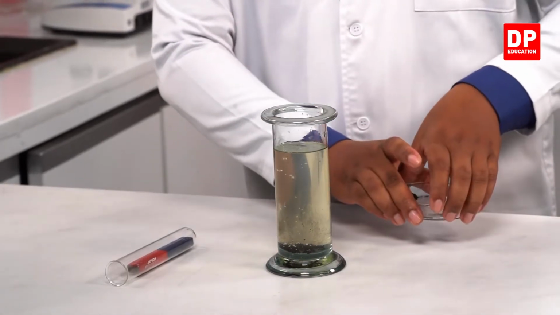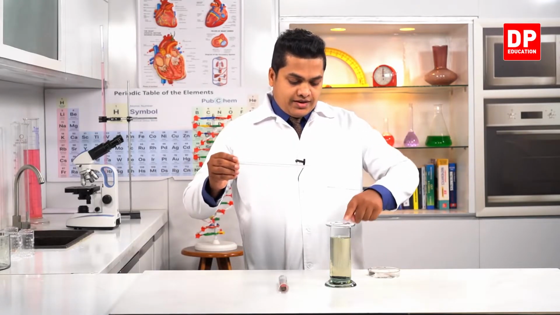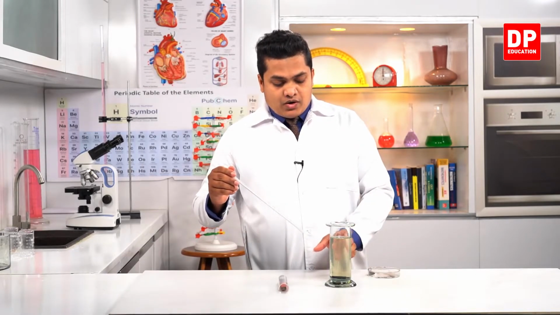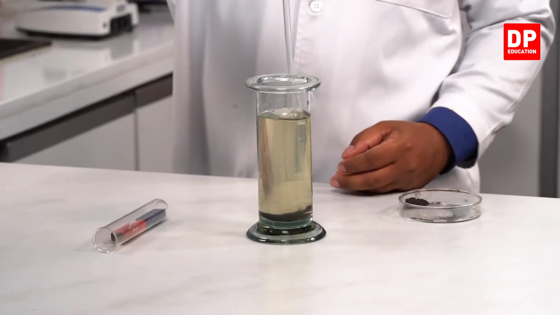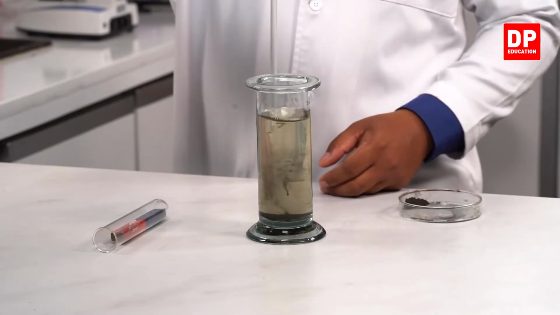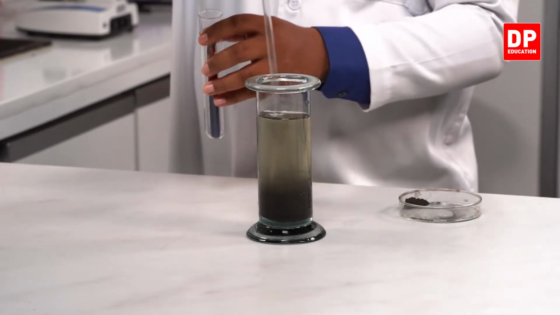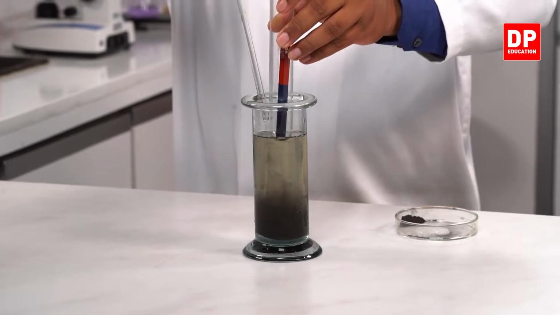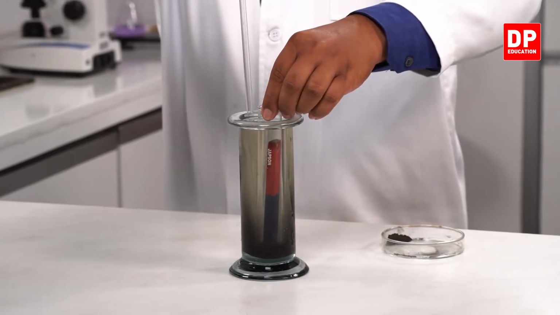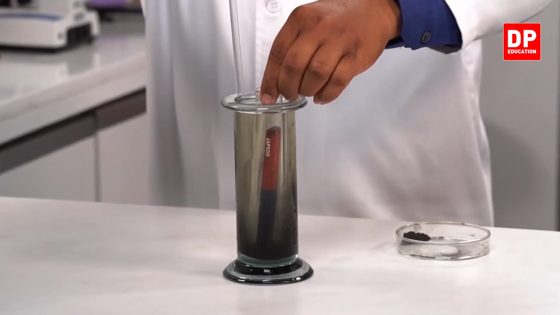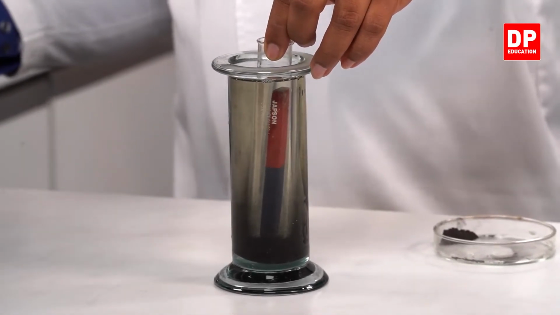Right. Now I have a glass rod with me, so I can use this glass rod to shake this container so that the iron powder will spread along the liquid very well. So I'm going to spread it, and while I'm spreading it around the container, I'm going to insert the magnet. Right.